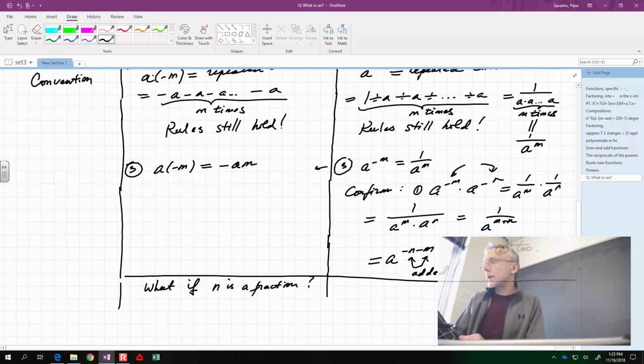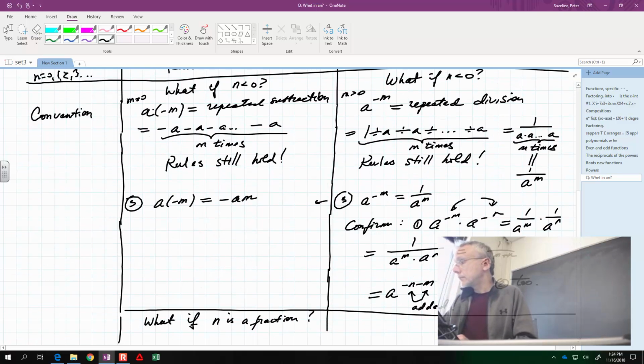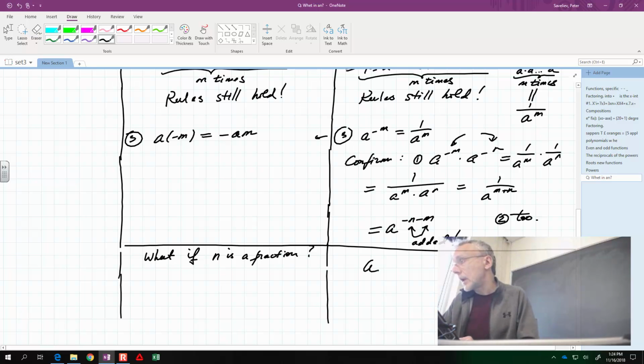In the first column, remember, it's still simply about addition. So let me skip straight to the second column. What does it mean to take a to the power of a fractional power? Say p over q. Let's start with the reciprocals, 1 over p. So what is a to the power of 1 over p? P an integer.